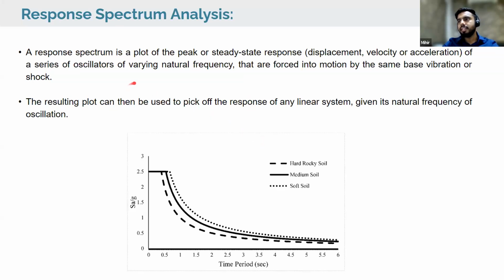Suppose we have a series of oscillators with different natural frequencies, and we apply a ground motion to them. Whatever time period and frequency with which those different elements are oscillating gives us the plot. Based upon the time period of a specific structure, you can get the response, like how it is behaving. The resulting plot can then be used to pick off the responses of any linear system given its natural frequency of oscillation. This is the image taken from the code, where we see the response spectrum for the different types of soil.